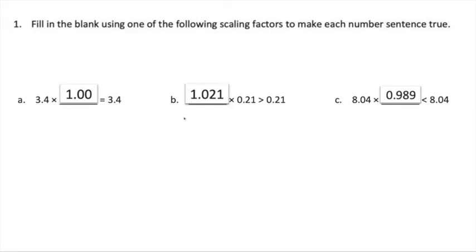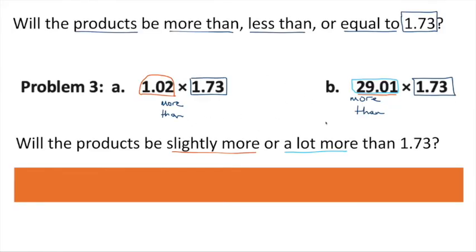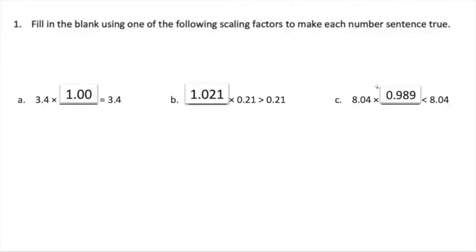If we're going to multiply two factors, and one of them is less than 1, we know that our product is going to be less than that factor that we're multiplying by. And we also always know that any factor times 1 will give us that factor again.